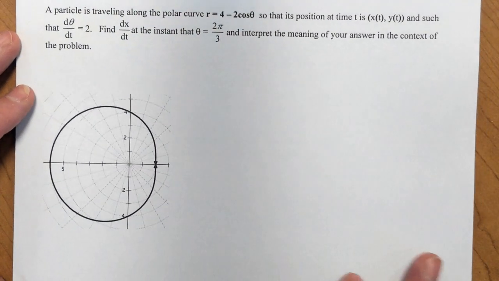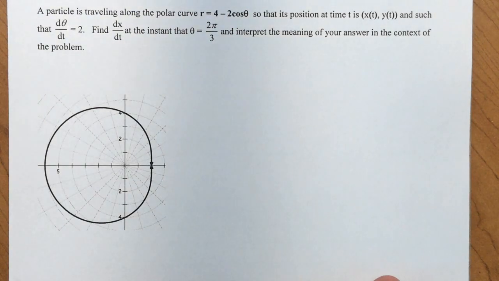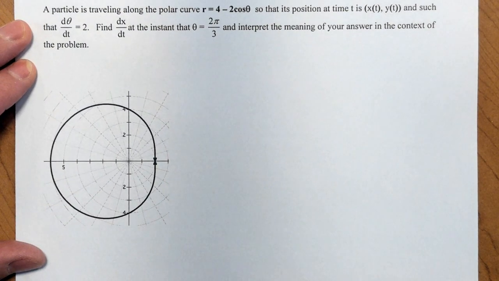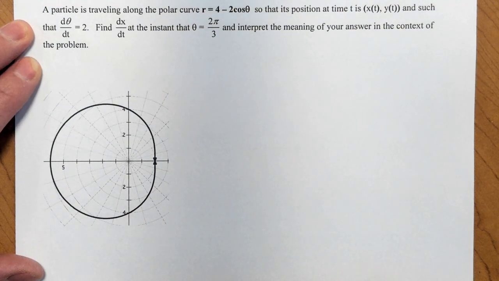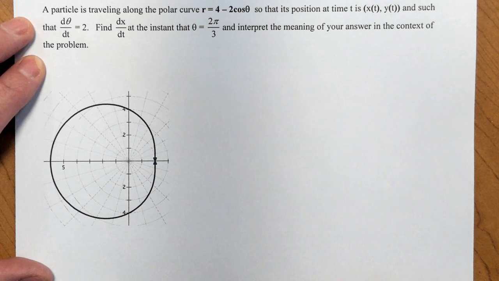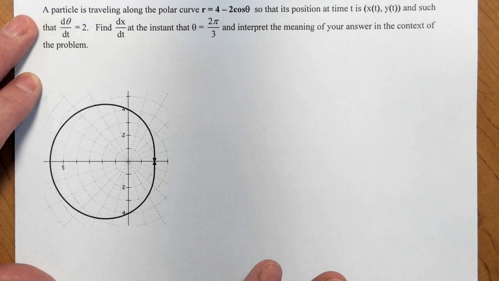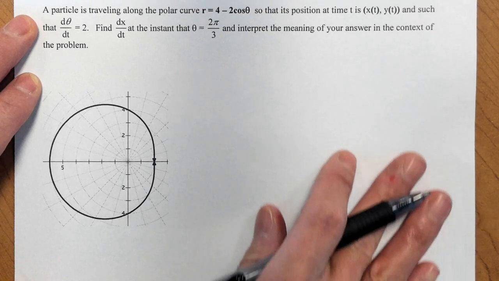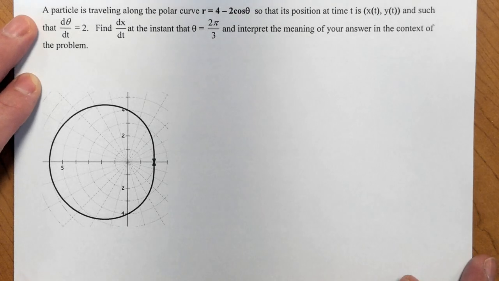Okay, last problem for the lesson. Still on the same curve, the same limacon. A particle is traveling along the curve r equals 4 minus 2 cosine theta, and we're going to find dx dt when theta is 2 pi over 3 and interpret the meaning of our answer in the context of the problem. Like, what is the motion of the particle? This is very similar to the problem on the other side. You might want to pause the video, do the problem on your own, and then come back and look at my answer and make sure we match.